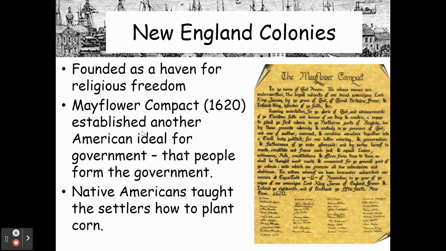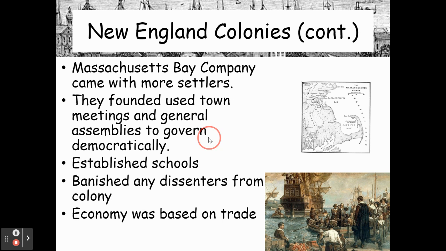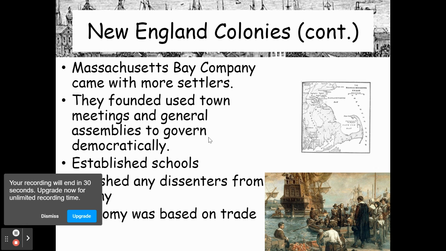Not everything between the native population and the settlers was always hostile. It just simply wasn't always hostile. Sometimes it was a positive thing. Other times it was not so much a positive thing. People swapping diseases and fighting and war, and then other times, well, Thanksgiving dinner, and we're all sitting down at a table together. So, the Massachusetts Bay Colony, it came with even more settlers. They founded and used town meetings and general assemblies to govern democratically. They established schools.